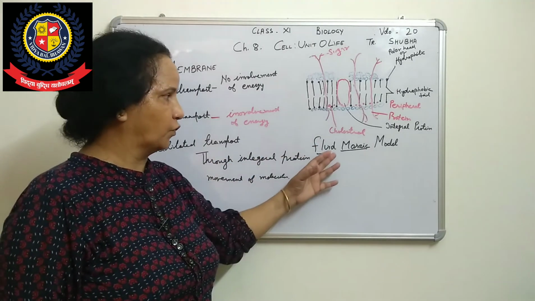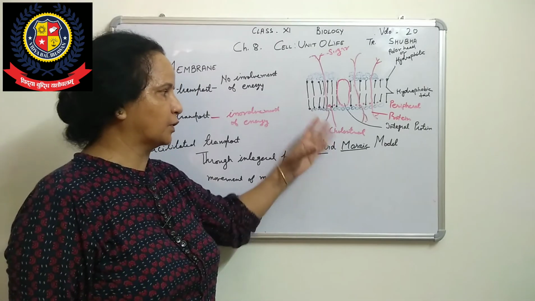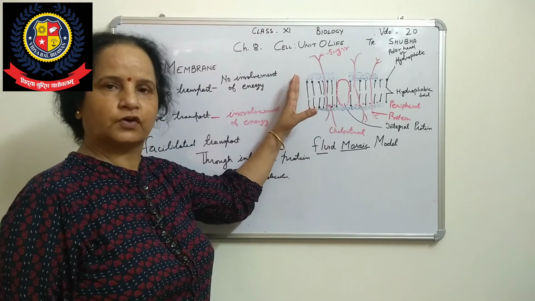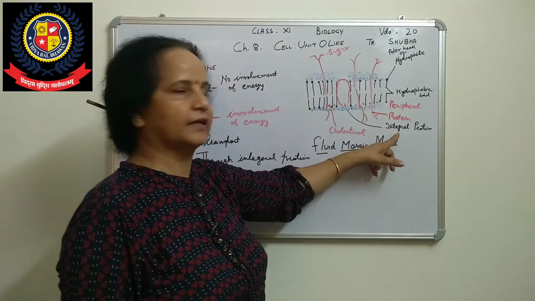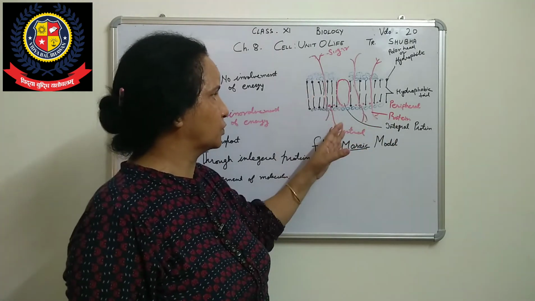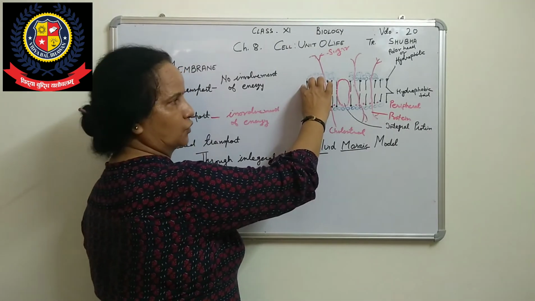Who discovered that? Why is it called fluid mosaic? What is fluidity? We have told you about this. The membrane is made up of lipids, cholesterol, sugar, and protein. There are two types of protein: peripheral protein and integral protein. Cholesterol molecules are also there, sugar molecules are also there. The arrangement of two layers is called a lipid bilayer.